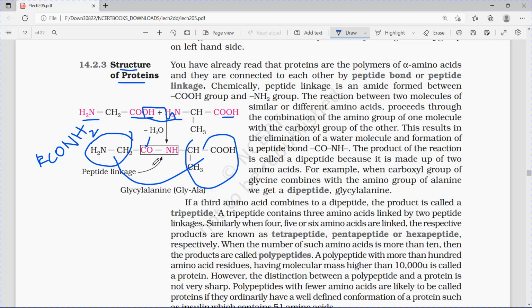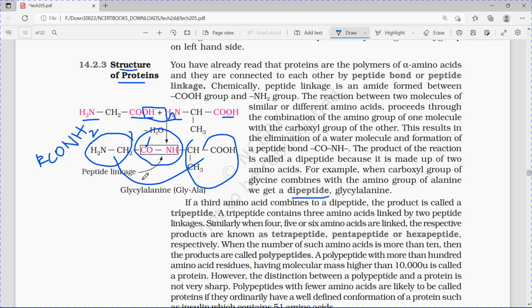So don't think about the peptide bond here. This is a common mistake we often make: if there is one peptide bond, we call it a monopeptide. No, it's not like that. The peptide number indicates the number of amino acids involved, right? So if two amino acids are involved, it is called a dipeptide, right? This is a dipeptide.